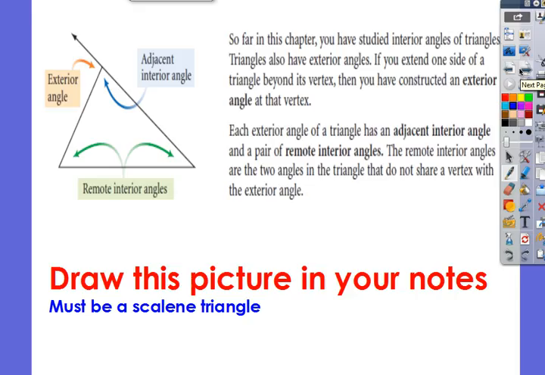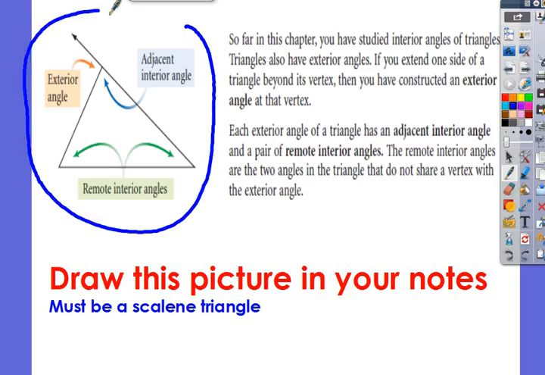I want you to draw this picture in your notes. It must be a scalene triangle. This is a very important picture. We have an exterior angle, an angle outside the triangle. We have the adjacent interior angle, inside the triangle, interior, and adjacent to the exterior, right next to the exterior. And then we have our remote interior angles, the ones that do not touch.